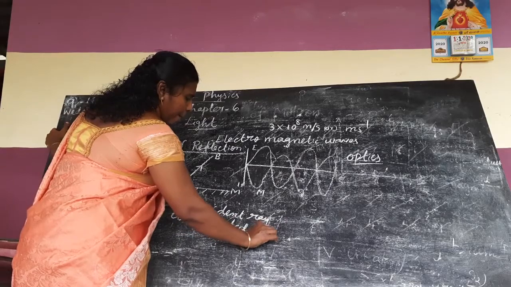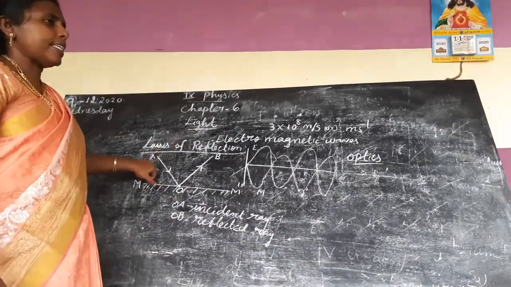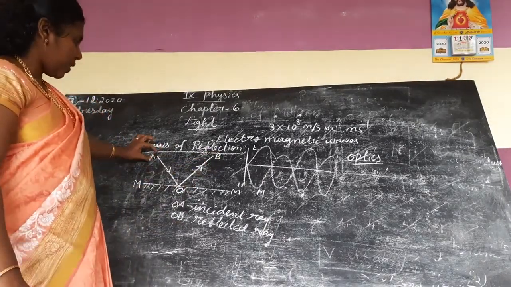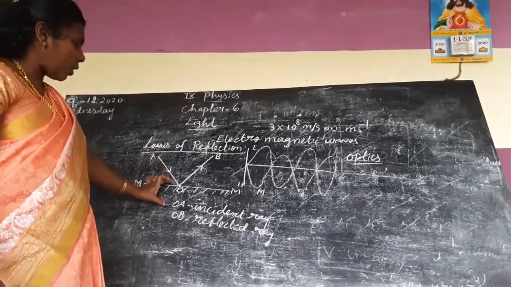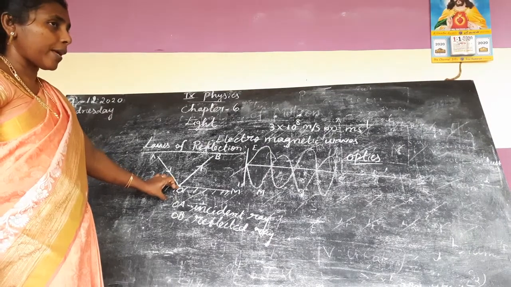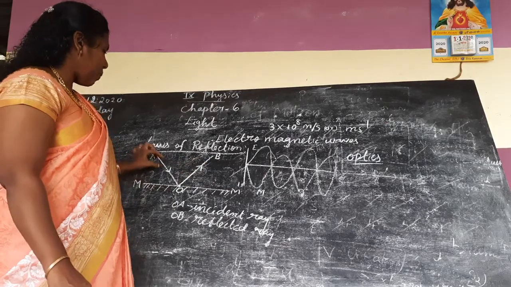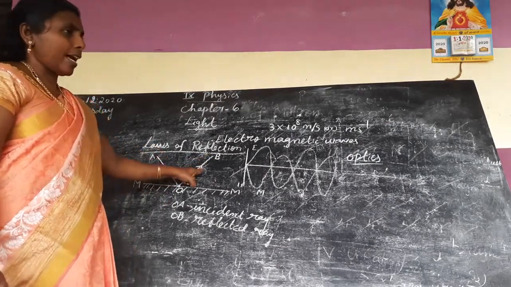Reflected ray. Now see OA, which ray? Incident ray, and OB, reflected ray. Now see the direction. The light ray falls and is incident on the plane surface. When the light ray is incident, what happens? It gets reflected back. So this is the reflected ray. See the arrow mark, the light ray is coming this way and it gets reflected.